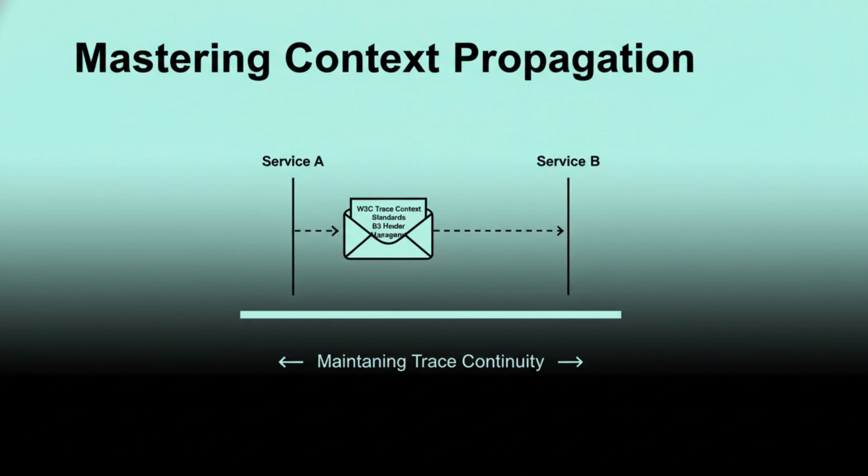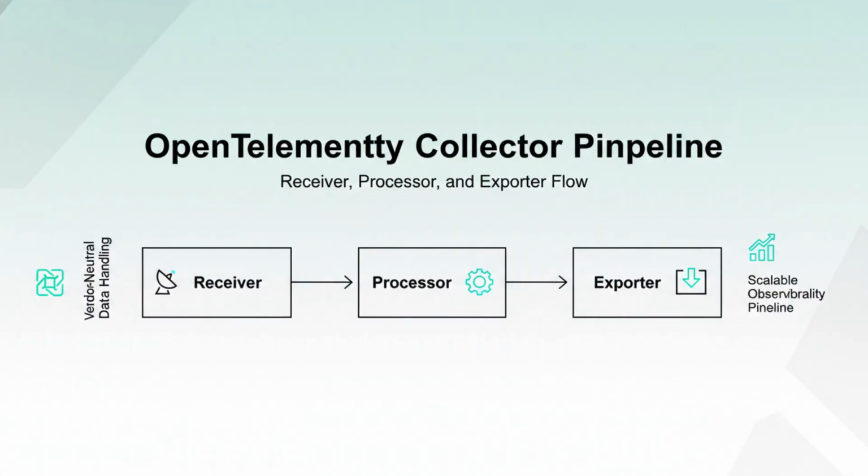Senior engineers must ensure that even if the mesh handles the heavy lifting, the application code correctly forwards these critical headers to maintain trace continuity. The OTel collector is the backbone of our observability pipeline. It acts as a vendor-neutral proxy that receives, processes, and exports telemetry data.